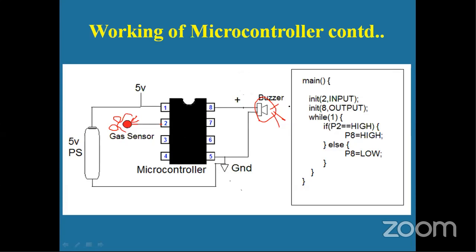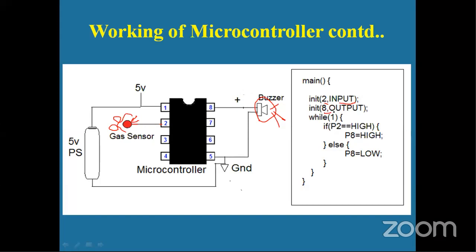Simple. Buzzer to pin number 8, gas sensor to pin number 2. So pin number 2 is being used as input pin because the input is coming from the sensor, and pin number 8 is being used as output pin because I'm controlling the buzzer through it. Okay, let us go to the program now. Very simple program. First of all, initialize the pins. I'm using pin number 2 as input because I've connected my sensor there.